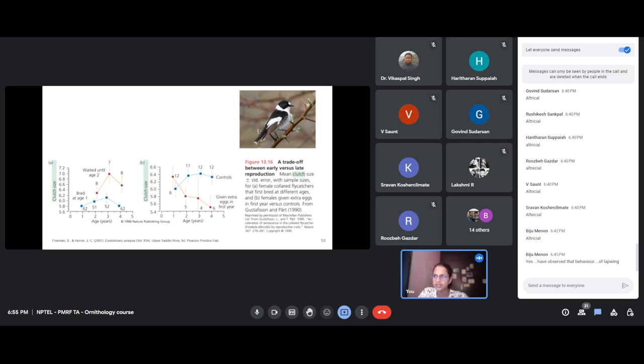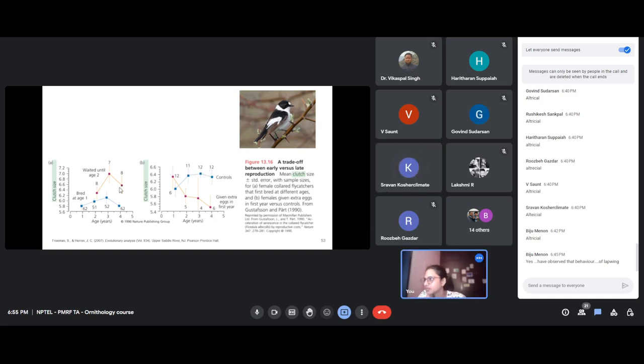Yeah, but actually, in the first graph, again, the delayed one, the red dots, on the third year of breeding, again, the clutch size is decreased. And vice versa, the clutch size is increased on the fourth year. You're talking about the first graph, right? Yes, first graph. And in the fourth year, both the lines have decreased their clutch size.